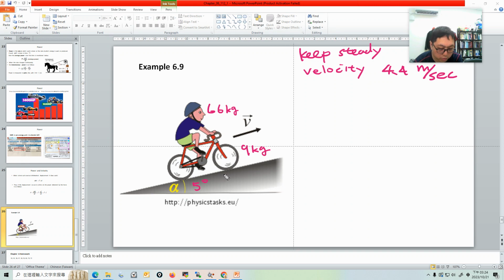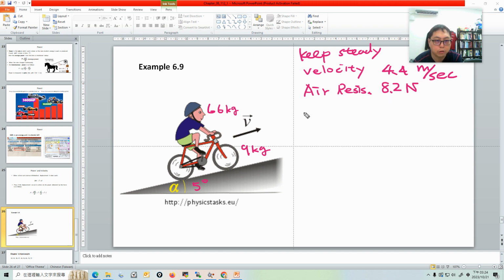And what else? The air resistance, let's abbreviate it, is 8.2 Newtons. And this sets up a problem: if this man is biking on the surface and wants steady velocity motion at 4.4 meters per second, and at the same time the air resistance is 8.2 Newtons.